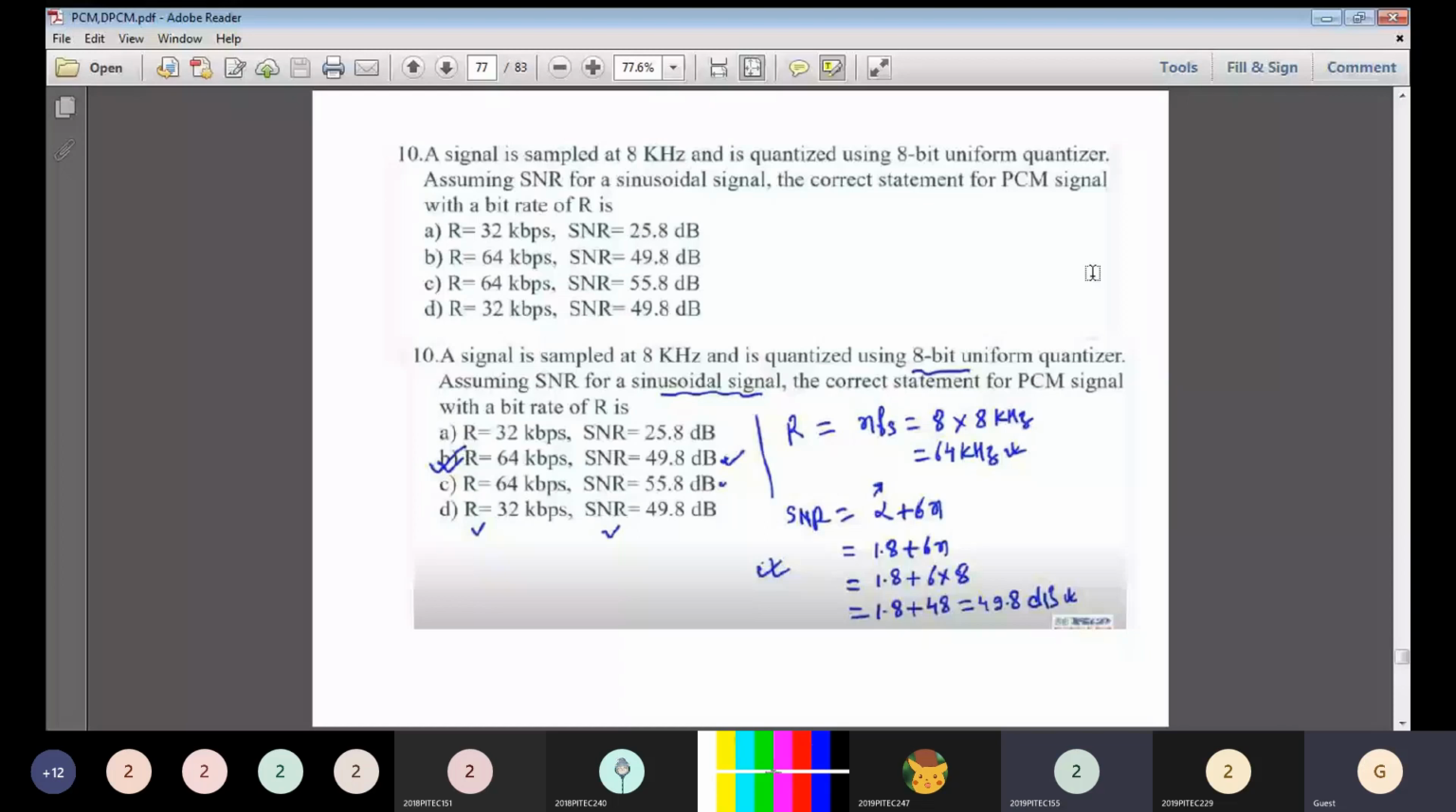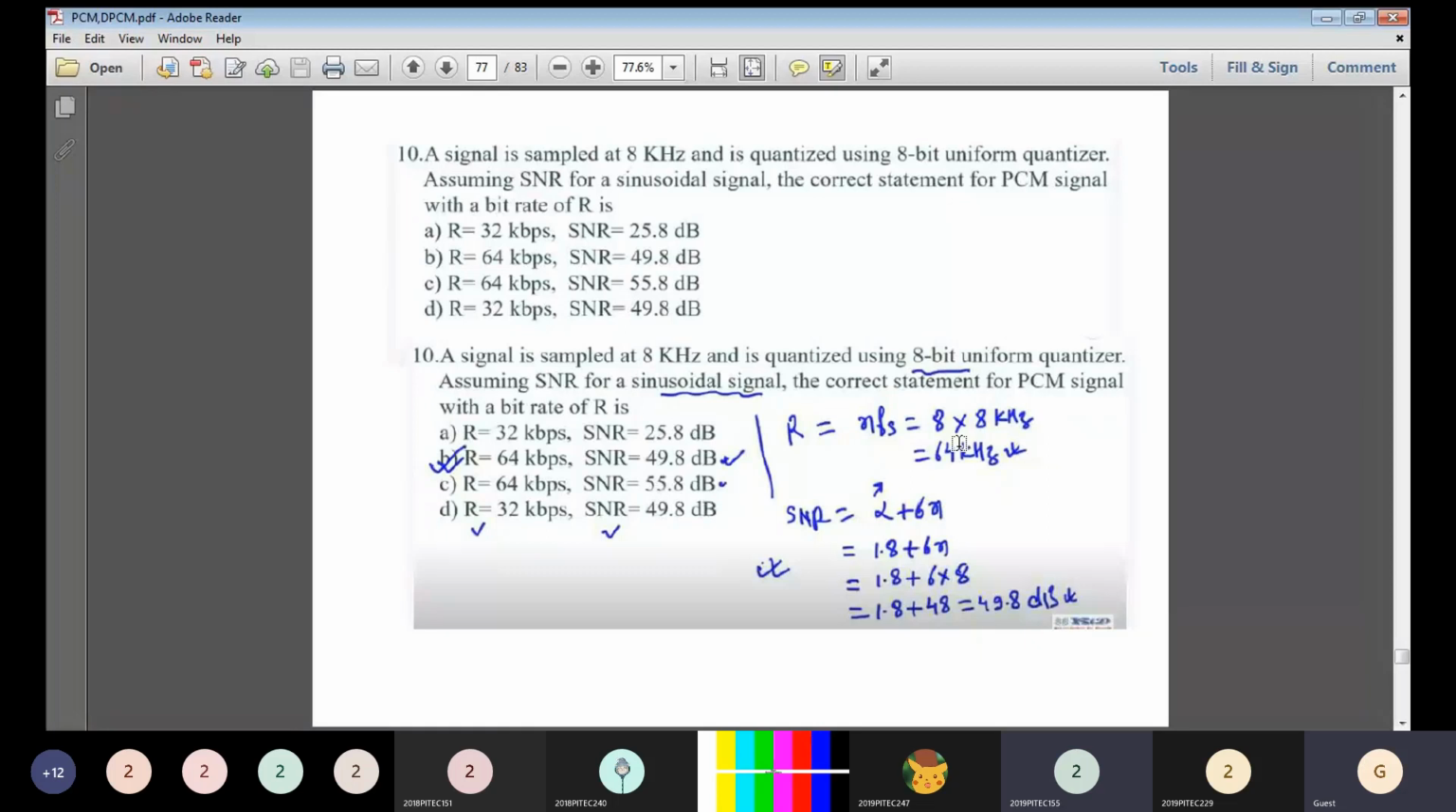Okay. Then what is the equation for SNR? The SNR equation is alpha plus 6n, right? The value of SNR is alpha plus 6n. So the alpha value is a default one. We have to know that the value of alpha equal to 1.8, plus 6 into n. So 1.8 plus 6 into the small n value equal to 8.